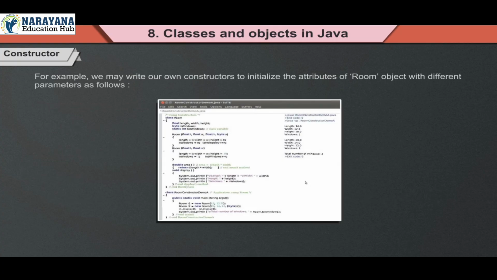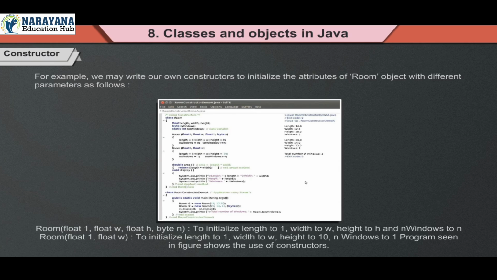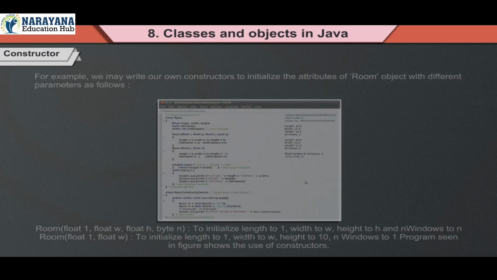For example, we may write our own constructors to initialize the attributes of room object with different parameters as follows. Room(float L, float W, float H, byte N) to initialize length to L, width to W, height to H, and windows to N. Room(float L, float W) to initialize length to L, width to W, height to 10, and windows to 1. Program seen in this figure shows the use of constructors.